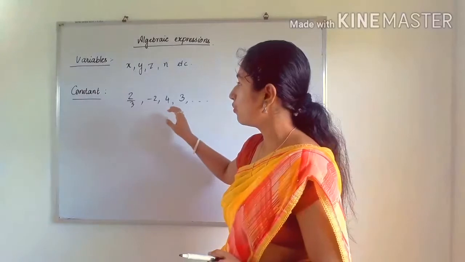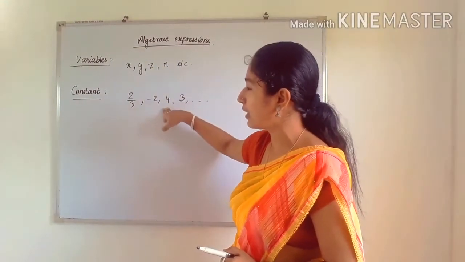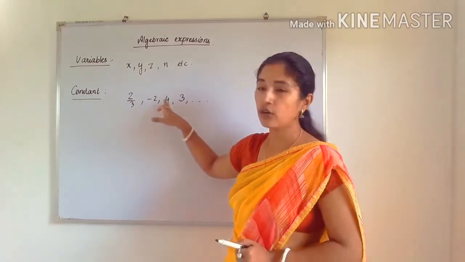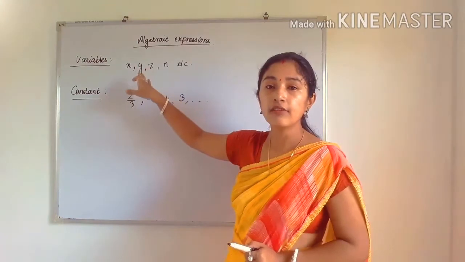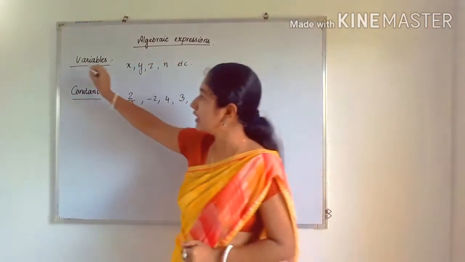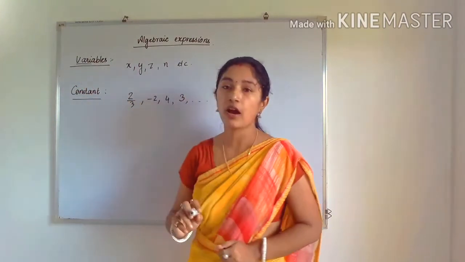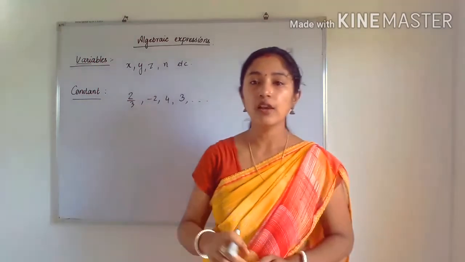So what is the difference between variable and constant? You can easily understand it this way. We cannot change the constant value, but a variable can take any values. That means it may change. The meaning of vary, V-A-R-Y, vary, is that it does not remain constant, it will change.